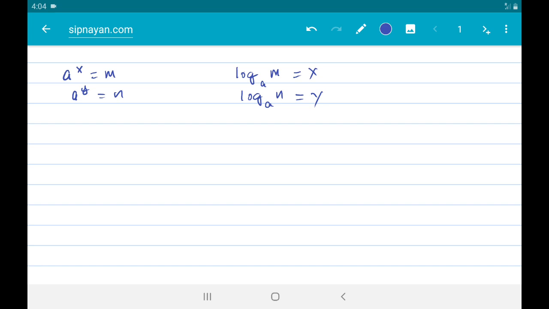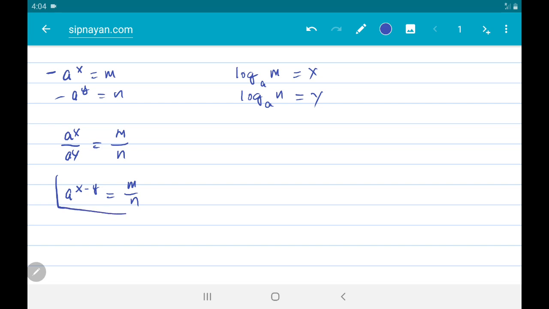Now, what if we divide a to the x by a to the y? Magiging a to the x over a to the y. Since yung a to the x mo ay equal to m, and yung a to the y mo equals n, so m over n ito. But what's another way of writing a raised to x over a raised to y? You can write this as a raised to the x minus y, by the law of exponent. So, m over n.